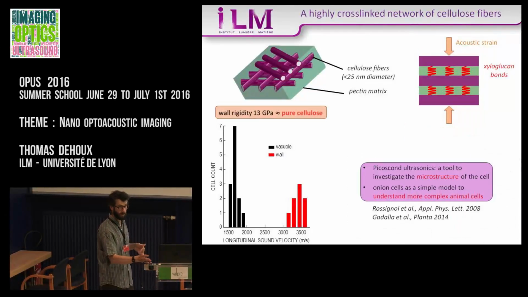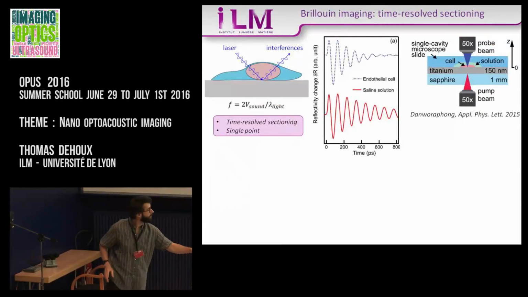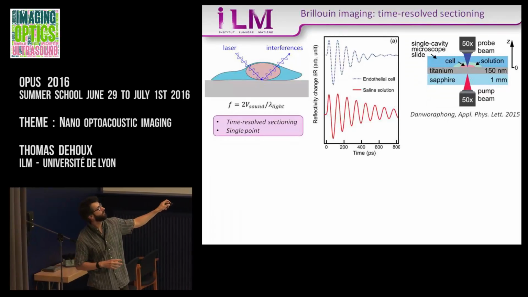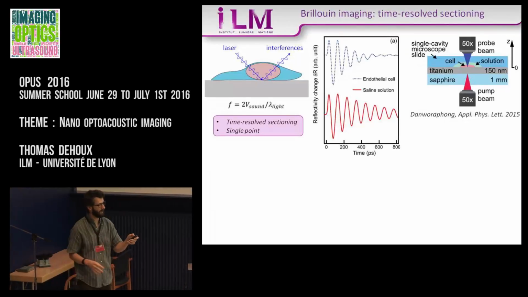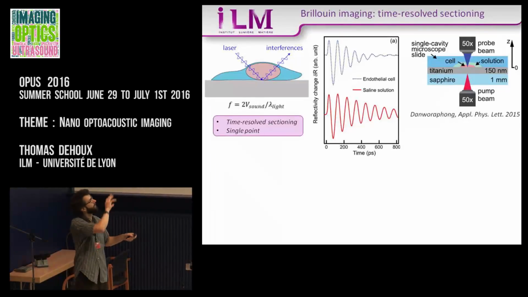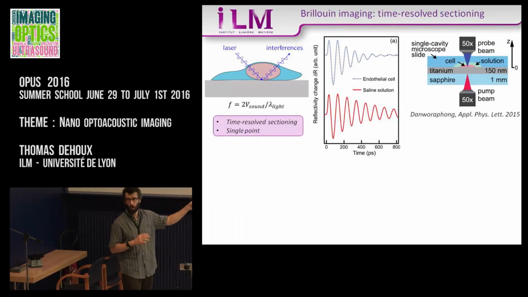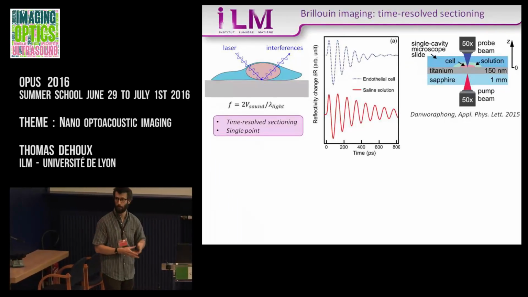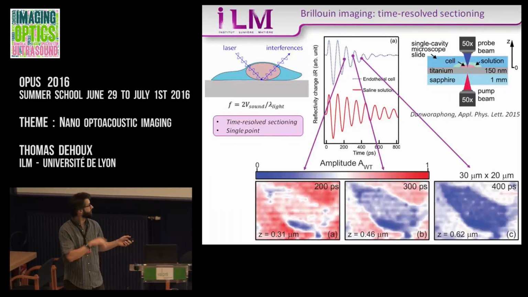So the next step is to do images. So in this work, it's the same transducer, titanium sapphire for heat diffusion, the cells on top, pump, probe, and then you just scan the lasers across, perform an image. At each point, you get this oscillation due to this interference pattern, and you plot the amplitude of the oscillation at a given time. And you do this for all the pixels, and you get an image. And that's what they show here.